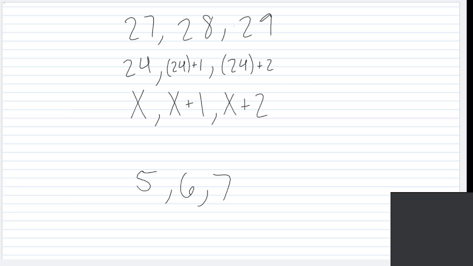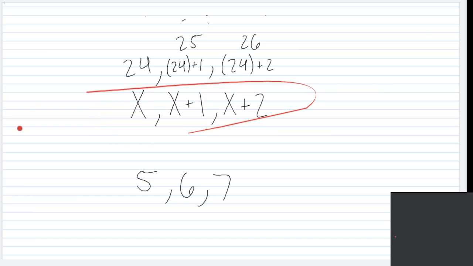Okay, what's 24 plus 1? 25. All right, and what's 24 plus 2? 26. Right. 24, 25, 26. So what this sentence allows us to do is replace x with the number, and now we're able to find the next two numbers.